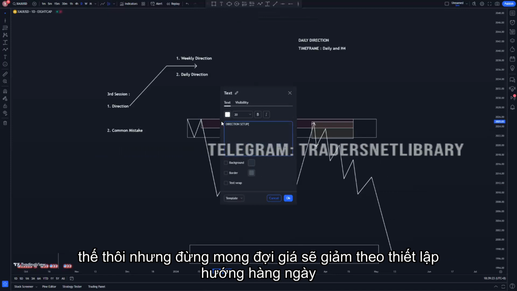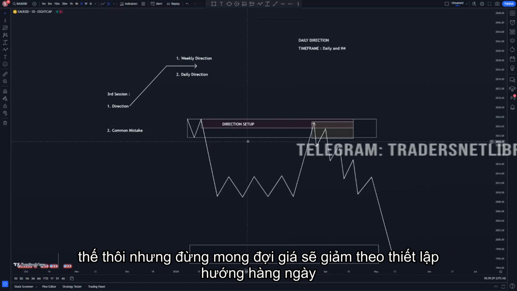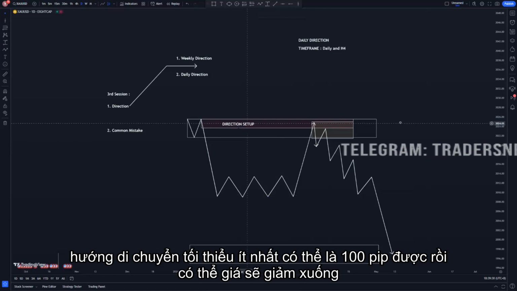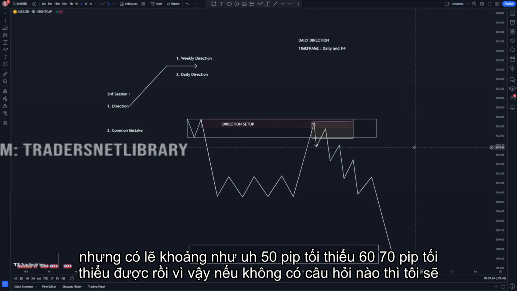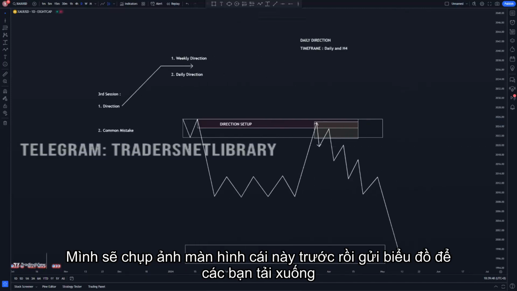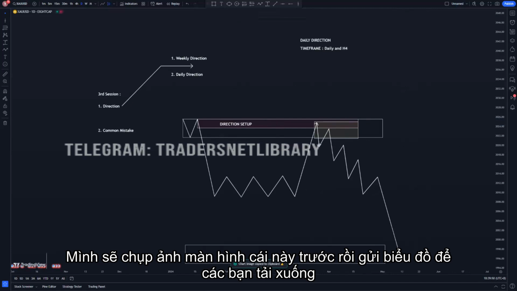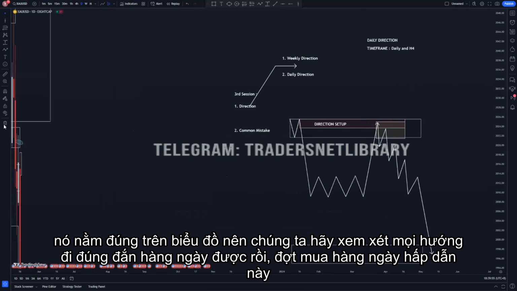Right. But do not expect the price to go down, respecting the direction setup on the daily direction, to move a minimum of at least maybe 100 pips. Okay, maybe the price is going to move down, but maybe for about 50 pips minimum, 60, 70 pips minimum. Okay. So if there is no question, I'm going to screenshot this one first, and then I'm going to send it on the chat so you guys can download it. Right. So let's look.